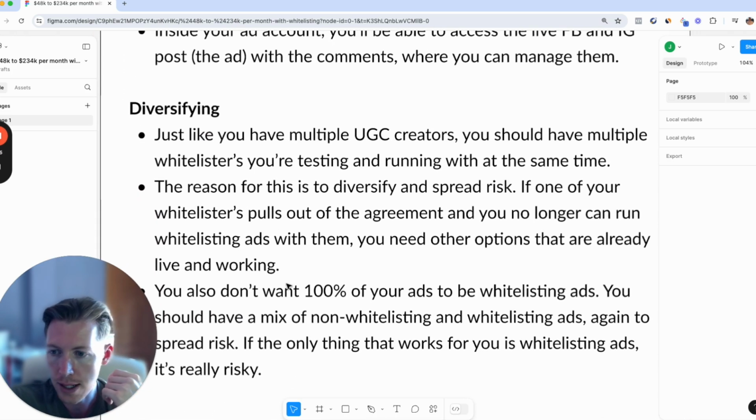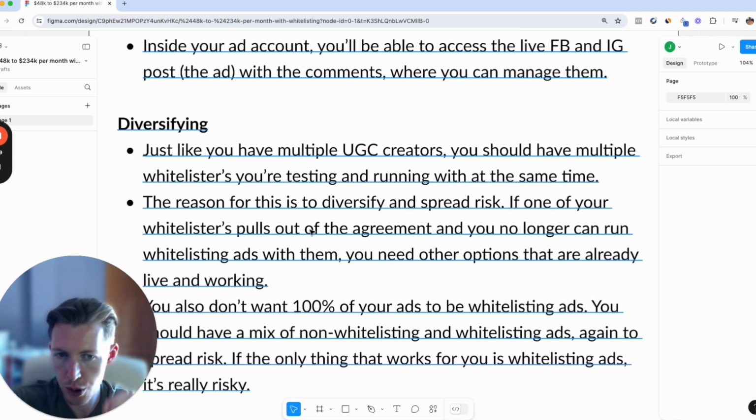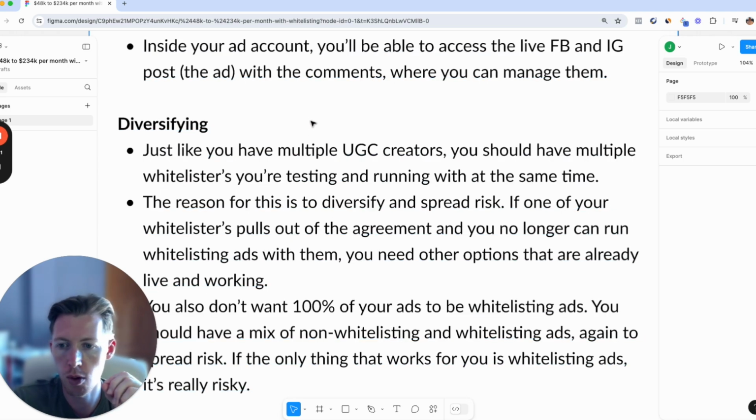And then finally, diversifying, right? Just like you have multiple UGC creators, you should have multiple whitelisters you're testing and running with at the same time. The reason for this is to diversify and spread risk. If one of your whitelisters pulls out of the agreement and you can no longer run whitelisting ads with them, you need other options that are already live and working.